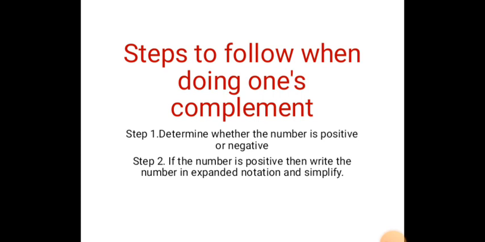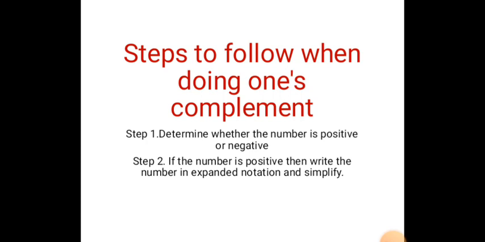Steps to follow when doing one's complement. There are a few steps that we follow before answering the one's complement. The first step is to determine whether the number is positive or negative. So you determine if the given number is positive or negative. And step 2, if the number is positive, then write the number in expanded notation and simplify.